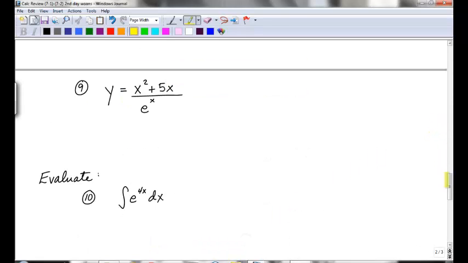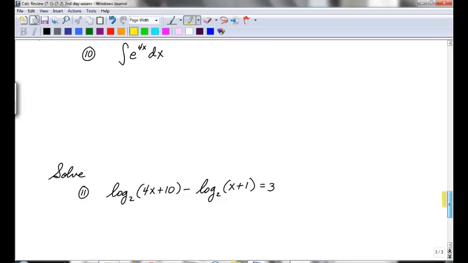Okay, here we go. Next one. Okay, solve the log of 4x plus 10, that quantity to the base 2, minus the log of x plus 1 to the base 2 equals 3. If you're subtracting the logarithms, what were you doing with the numbers? Dividing them. And then what we're solving for is x. What's x equal?